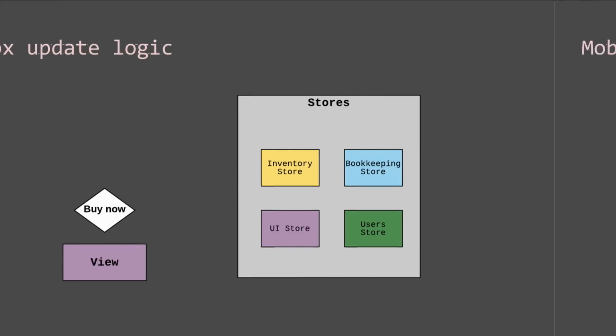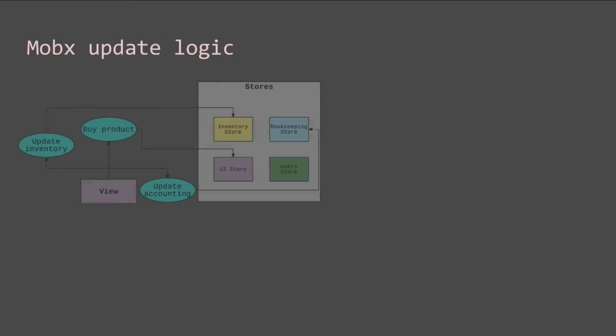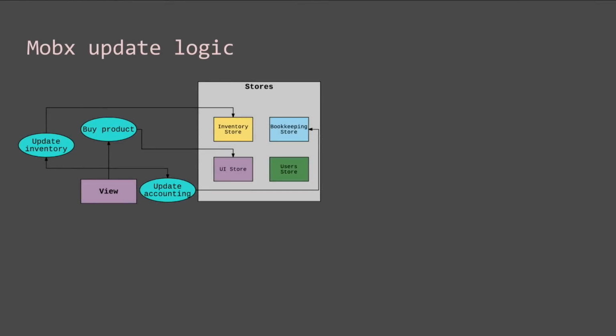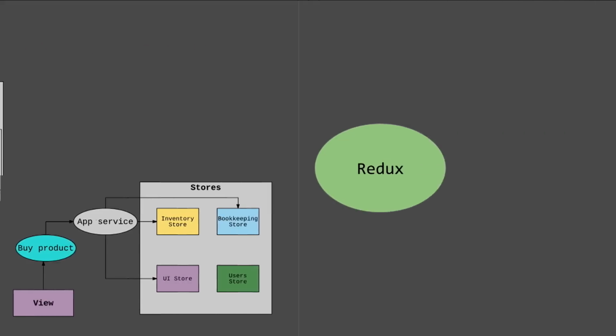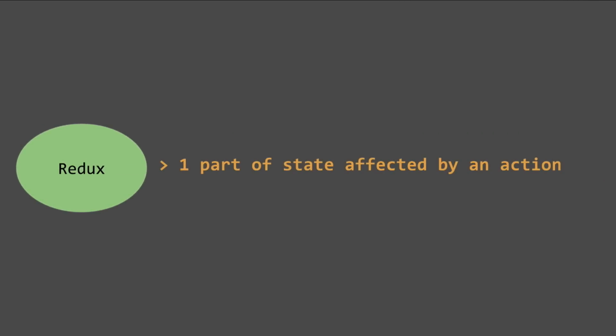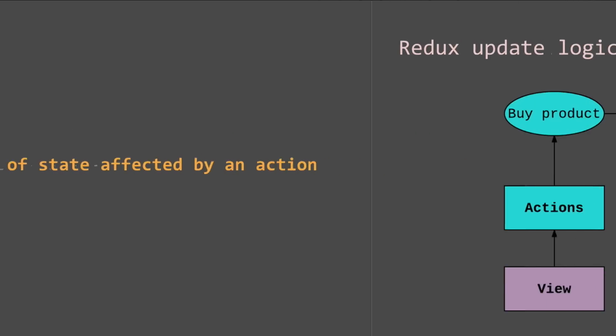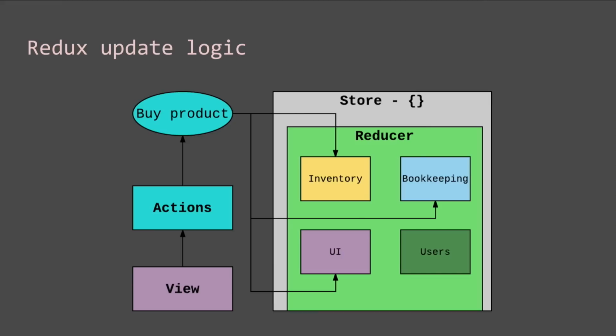So what do you do with MobX? One option might be you fire 3 actions, which gets a little complex. Or you might say, okay, I'm going to create some kind of controller or app service that handles manipulating all the 3 stores. This is when I think Redux just shines, when more than one part of the state is affected by an action. You can fire a single action, and all your update logic is encapsulated in that reducer. So maybe your UI reducer, inventory reducer, and bookkeeping reducer will all update to a single action. So when your update logic is more complex, I think Redux makes more sense.